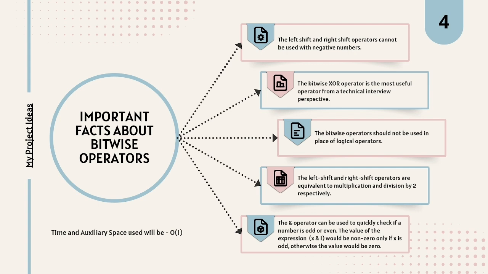The AND operator can be used to quickly check if a number is odd or even. The value of the expression x AND 1 would be non-zero only if x is odd, otherwise the value would be 0. Suppose you take a value x and write down its binary representation. You perform the AND operation with 1. If the value you get is non-zero, that means x is odd. If you get 0, then x is even.